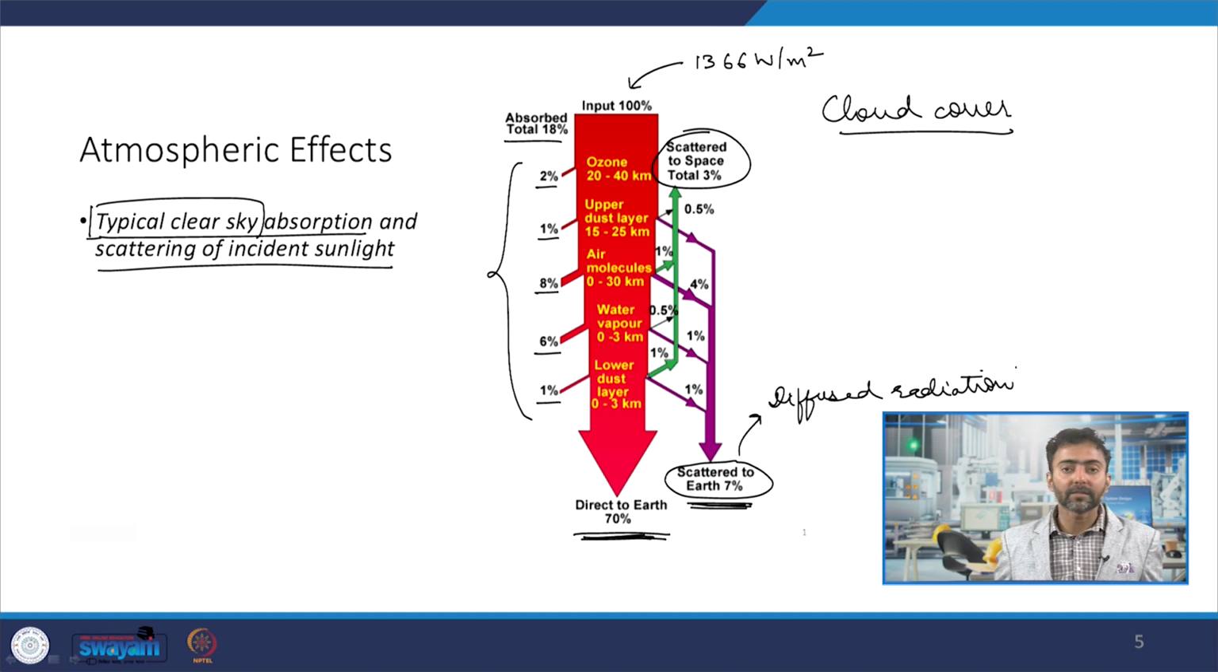In the outer space outside the Earth's atmosphere, there is no diffused radiation, it is only direct radiation or beam radiation. But when the radiation travels through the Earth's atmosphere, due to these effects which we just discussed, scattering happens, and that gives rise to diffused radiation. Whereas the direct or beam component is known as the direct radiation.